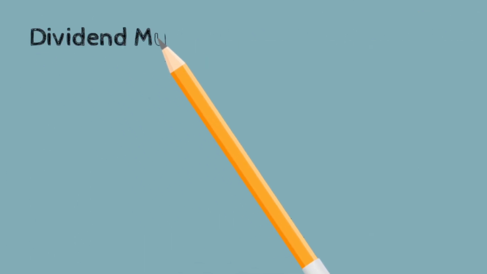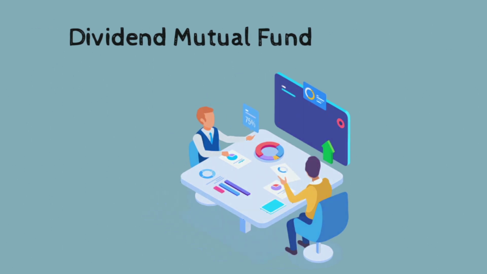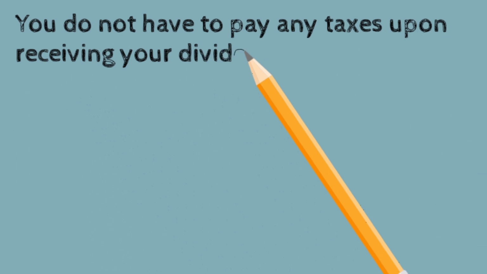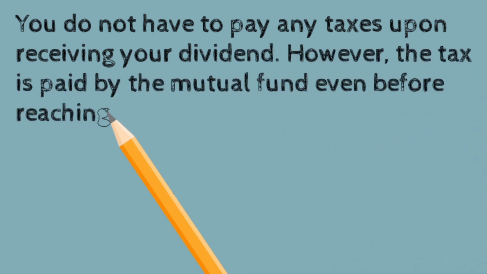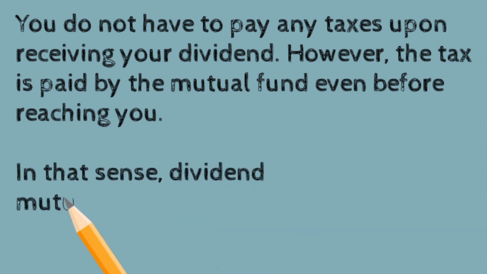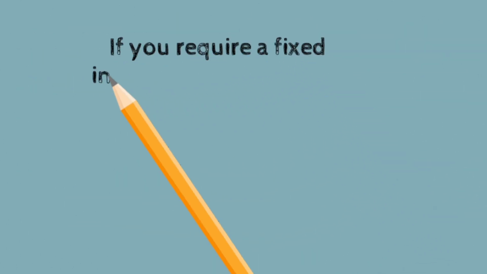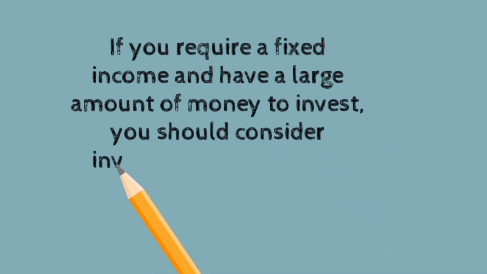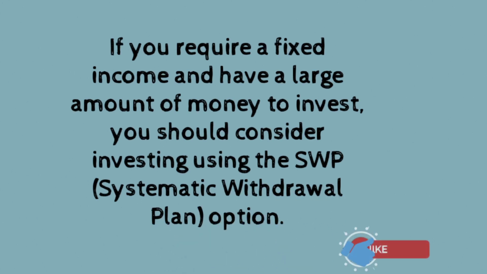Dividend mutual fund. Dividend mutual funds are taxed a bit differently. You do not have to pay any taxes upon receiving your dividend. However, the tax is paid by the mutual fund even before reaching you. In that sense, dividend mutual funds are not very tax efficient. If you require a fixed income and have a large amount of money to invest, you should consider investing using the SWP, Systematic Withdrawal Plan option.